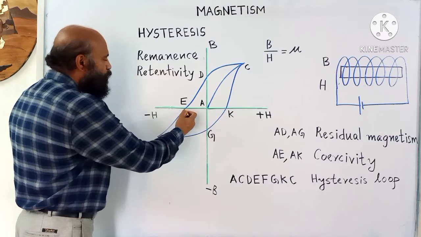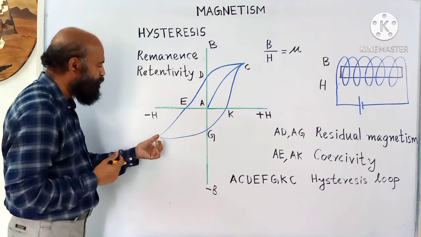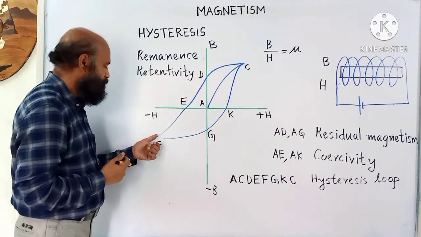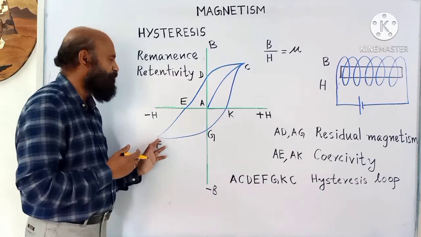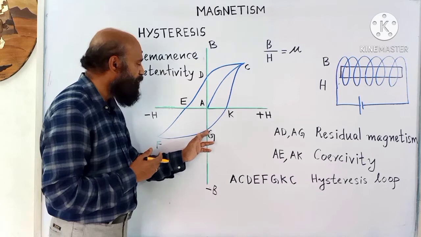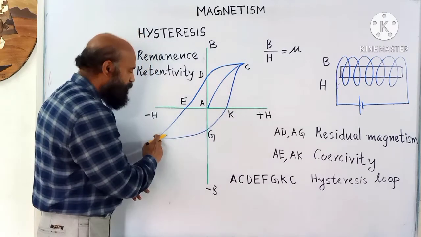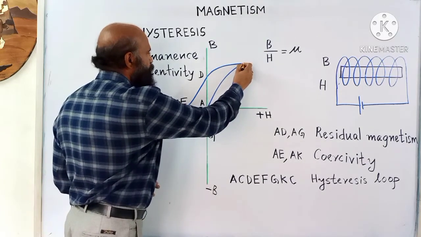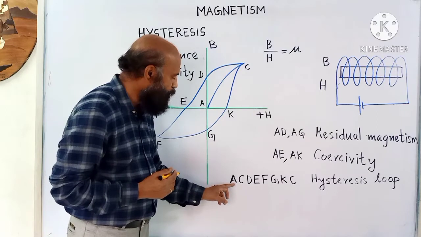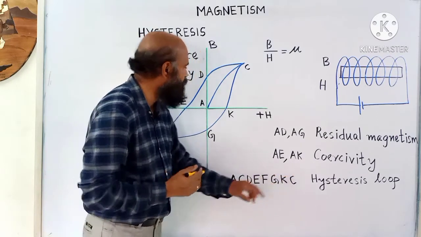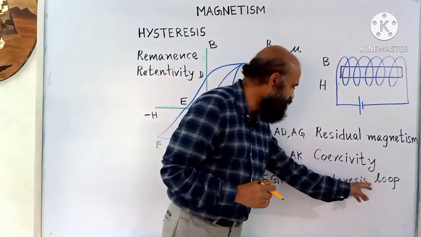Next, again you go on increasing the magnetizing field in the reverse direction. You can see that B is going on increasing in the reverse direction. Then it has become maximum, that is saturation value. Next, you decrease the magnetizing field. Then again you reverse the direction and increase the magnetizing field. It will follow the path F, G, K, C and come back to the point C. So this is called the hysteresis loop. This closed loop A, C, D, E, F, G, K, C is what's called the hysteresis loop.